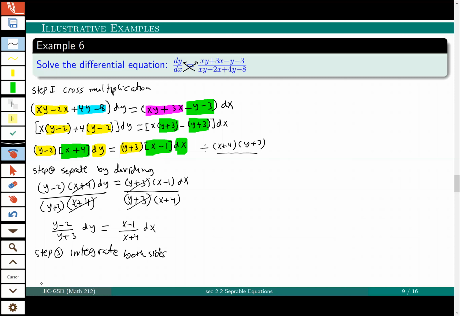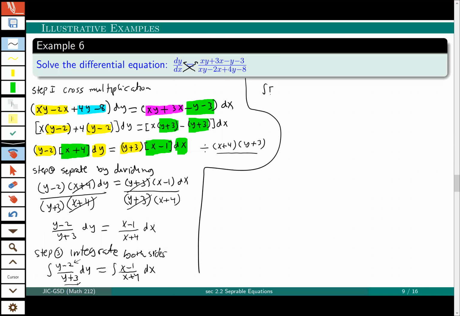Integrating y minus 2 divided by y plus 3 dy, integrating x minus 1 over x plus 4 dx. Remember the trick we had in the class. If I have here y plus 3, I want to make this one also y plus 3. So I will add and subtract. So adding what? I will add the same number here. I have plus 3. So I will add plus 3 to y plus 3 and I will subtract plus 3.